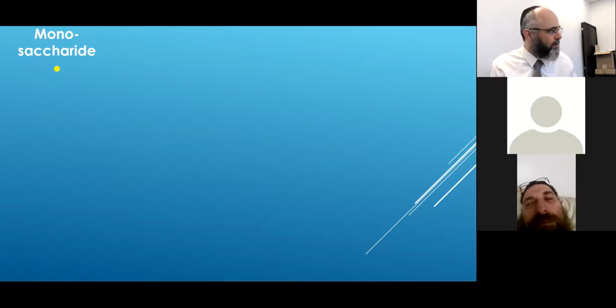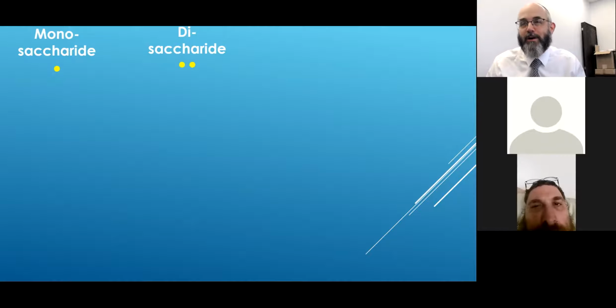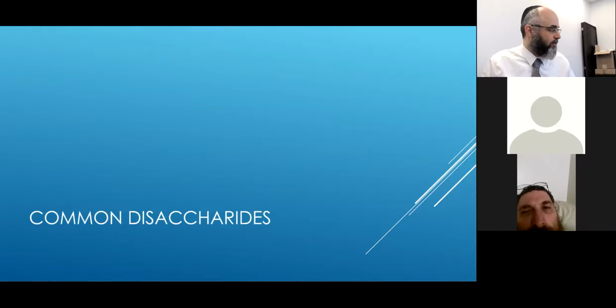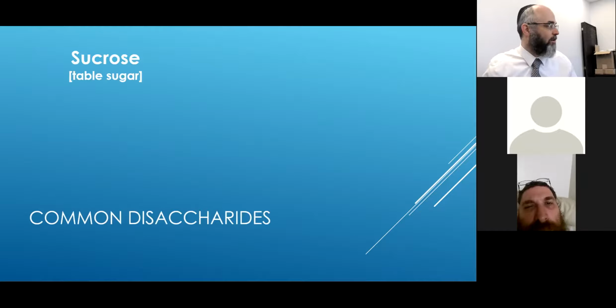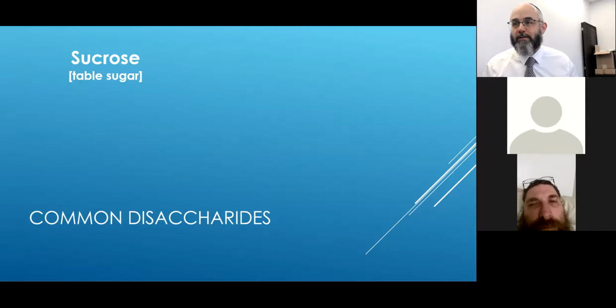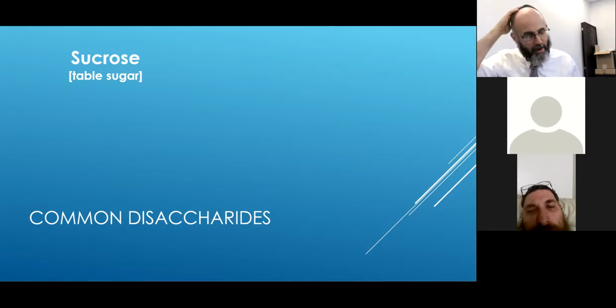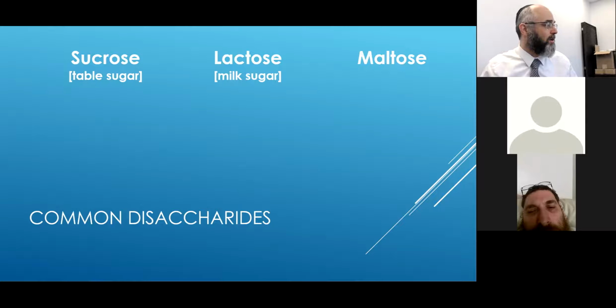Then there are disaccharides. As you probably guessed, a disaccharide has 2 sugar molecules that are attached to each other, bound together. As we'll see, the more molecules attached to each other, the less sweet it's going to be. But still, a disaccharide is plenty sweet, and there are 3 common disaccharides that we see around. They are sucrose, that's table sugar, lactose, that's milk sugar, and maltose. Theoretically, table sugar is not as sweet as fruit sugar, but the difference is minimal.